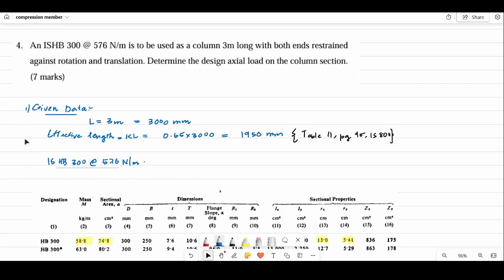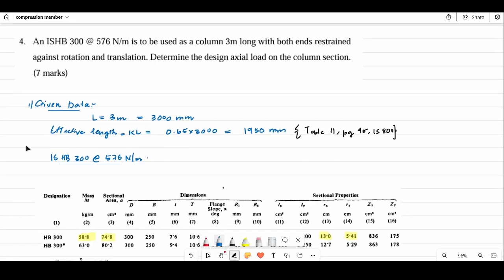The design axial load is given in clause 7.1.2, that is the PD value, on page 34. Now what is the given data? We are given the length 3 meter, which means 3000 millimeter. So what will be the effective length? Here the restraint conditions are given as restrained against rotation and also against translation, which means it is a fixed kind of support.